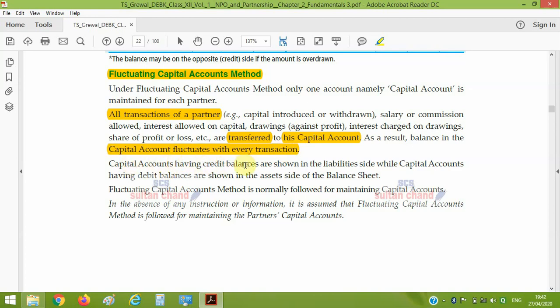Capital accounts having a credit balance are shown on the liability side. As we know, if we have a credit balance in a capital account, it will be shown on the liability side. While capital accounts having a debit balance are shown under the asset side of the balance sheet.